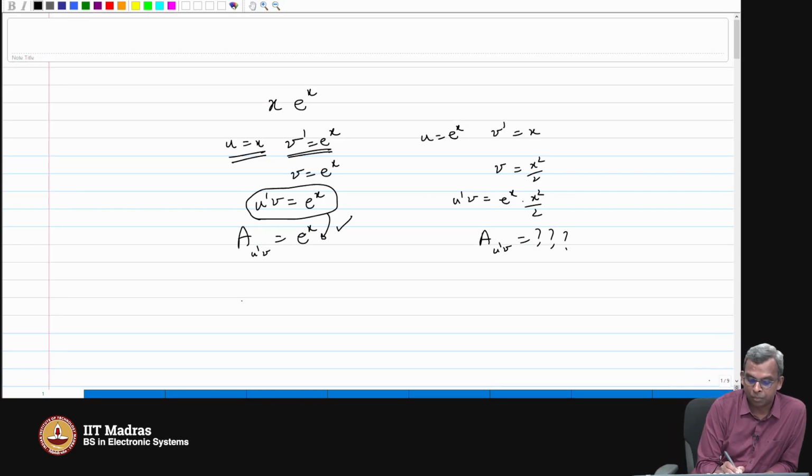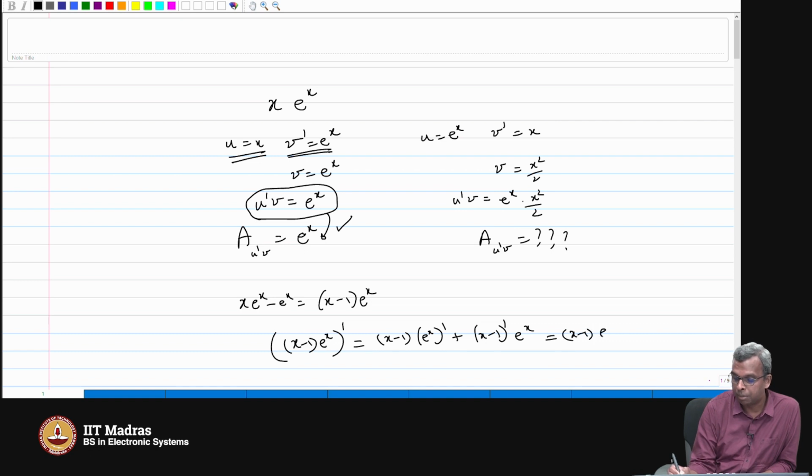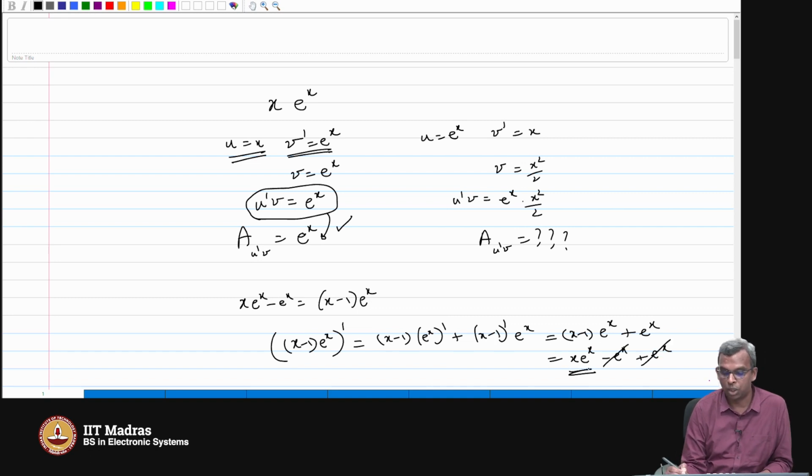If you take x e power x minus e power x, this is the same as x minus 1 times e power x, right. So if you take its derivative, the derivative of x minus 1 times e power x, it will be x minus 1 times the derivative of e power x plus the derivative of x minus 1 times e power x, right. So that is x minus 1 times e power x plus e power x, right. The derivative of x minus 1 is 1, isn't it. So it is just e power x, and if you notice, x e power x minus e power x plus e power x, these two things cancel and you have what you want, okay.